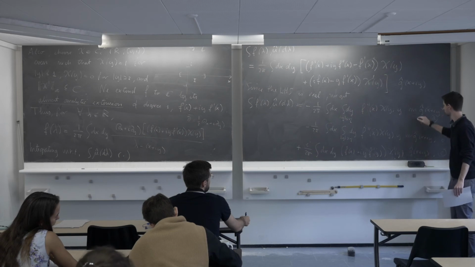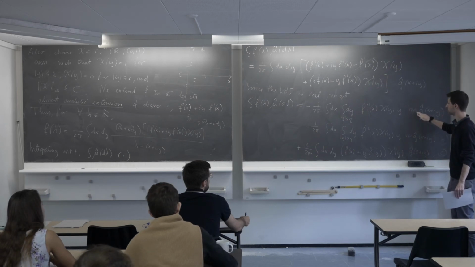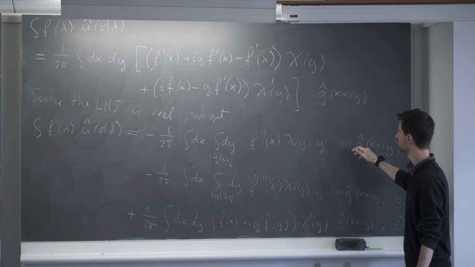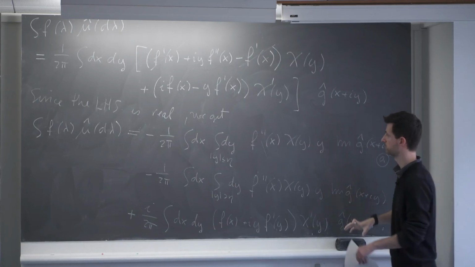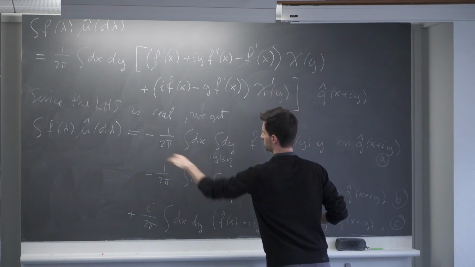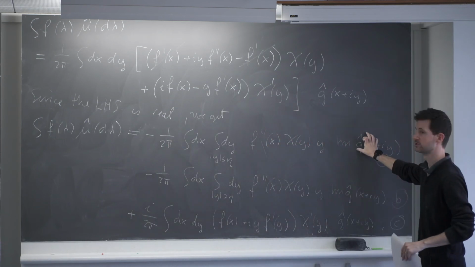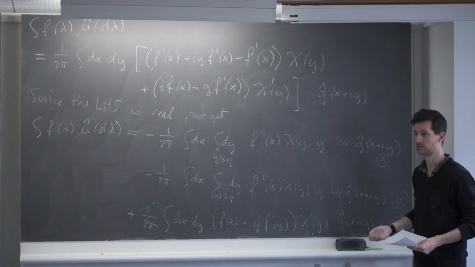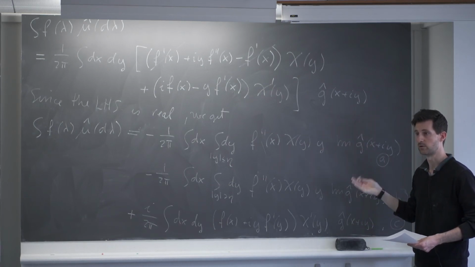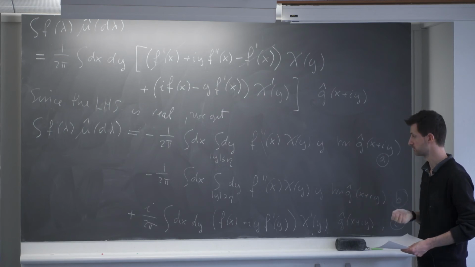This would also be correct if I hadn't done this trick with the imaginary part, right? I could have not pulled this i out. I could have just left the G hat. But the observation was that the imaginary part of this whole thing is anyway going to be zero. So I can ignore the imaginary parts of the individual terms.